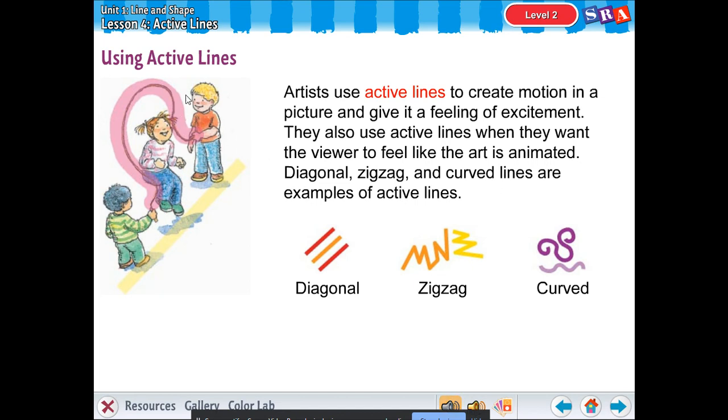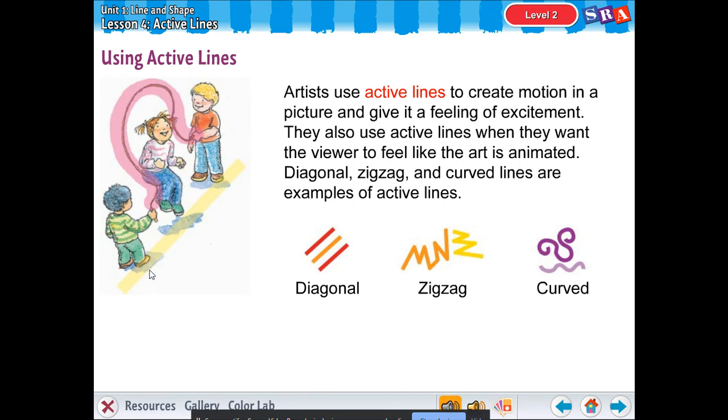So here are the active lines. Artists use active lines to create motion in a picture and give it a feeling of excitement. They also use active lines when they want the viewer to feel like the art is animated. Animated is a fancy word for like cartoon or moving. So when they use these lines, they want you to imagine that they're moving. Diagonal, zigzag, and curved lines are examples of active lines.